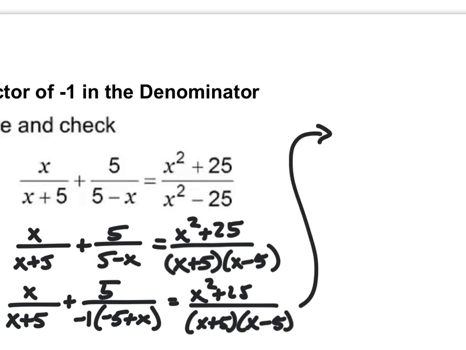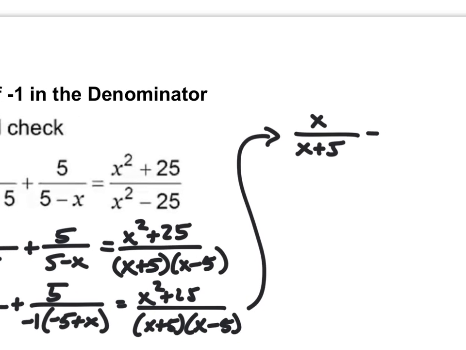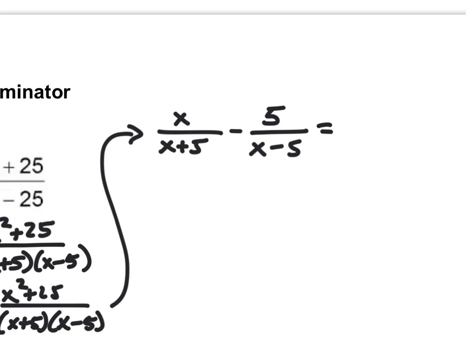All right, so I get x over x plus 5. And then this negative 1 is in my denominator. If I do 5 divided by negative 1, I can really turn this 5 into a negative. So when I factor out this negative 1, it makes this whole thing negative. So I can do a subtraction, and I could subtract out 5 over x minus 5. And then that's going to be equal to x squared plus 25 divided by x plus 5 times x minus 5.